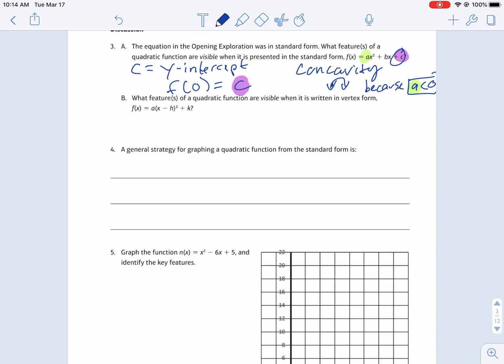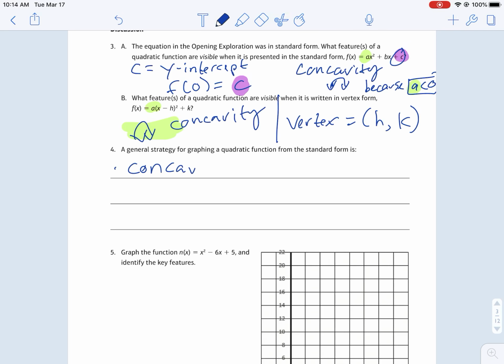What features of a quadratic function are visible when it is in vertex form? Well, we also know concavity. So that's going to be like that, concavity. And we also know the vertex. That's going to be h comma k. A general strategy for graphing a quadratic function is talk about concavity, talk about the vertex, the y-intercept, and the x-intercepts.